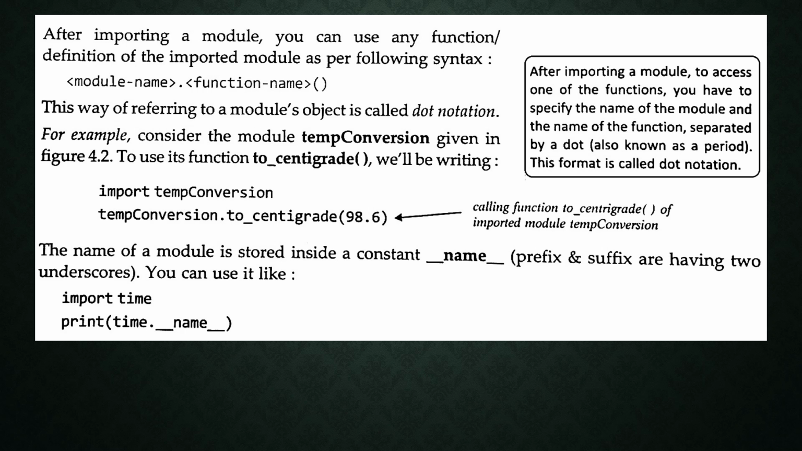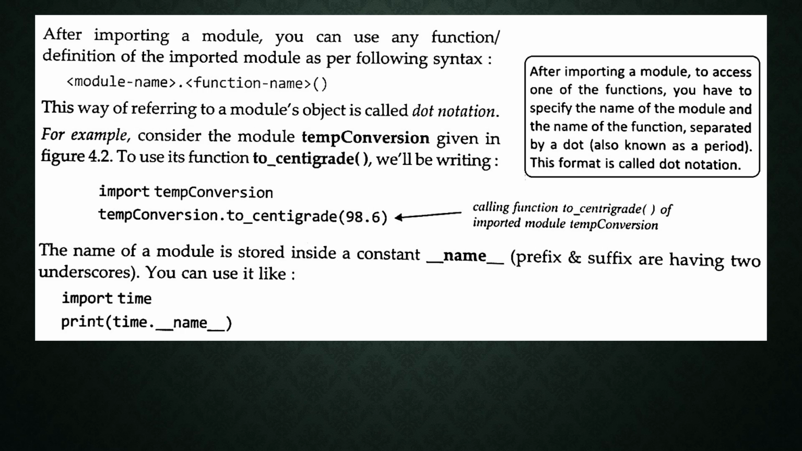The name of a module is stored inside the constant __name__. The prefix and suffix are two underscores. See, the name of a module is stored inside the constant underscore underscore name underscore underscore. You can use it like this: import time, then print time dot __name__.